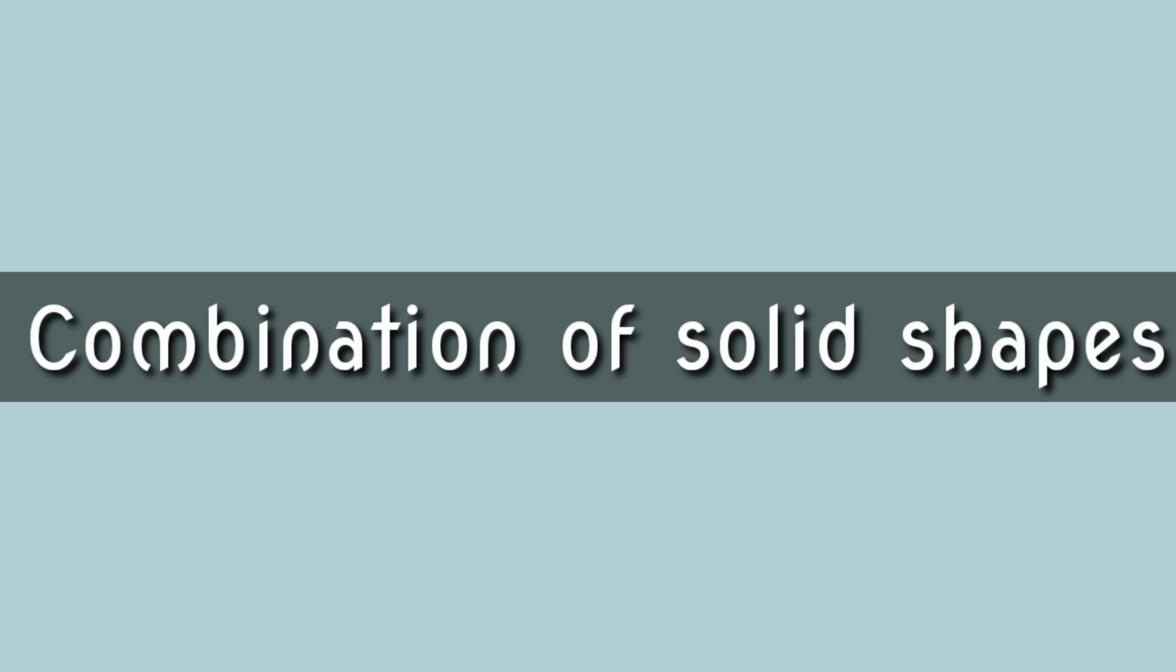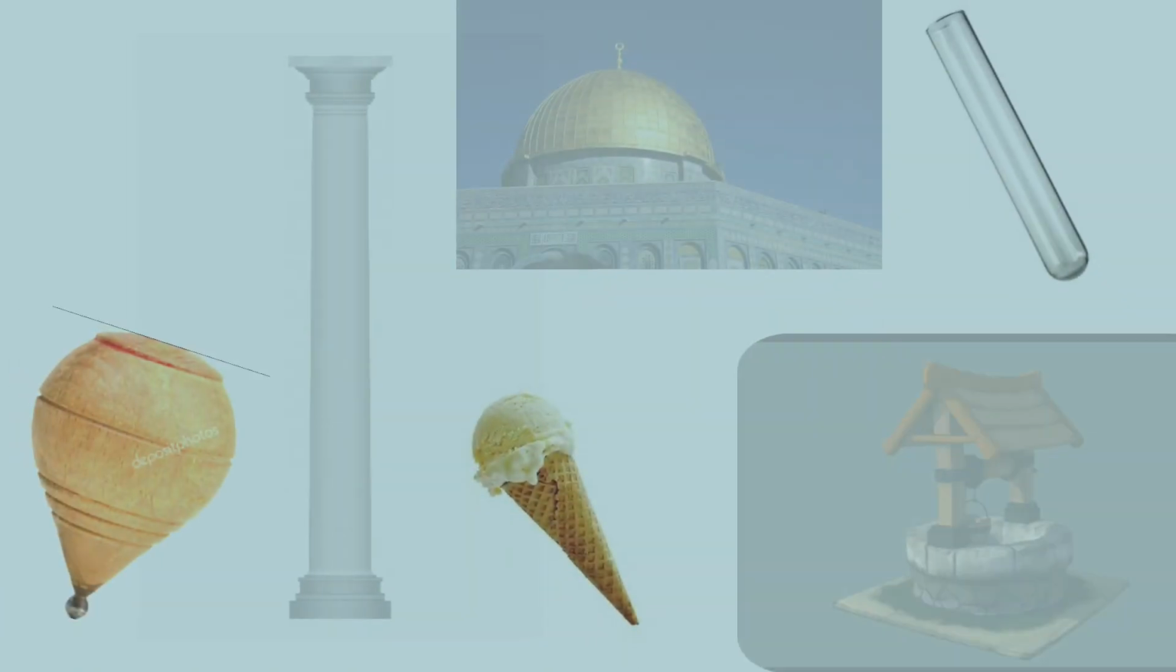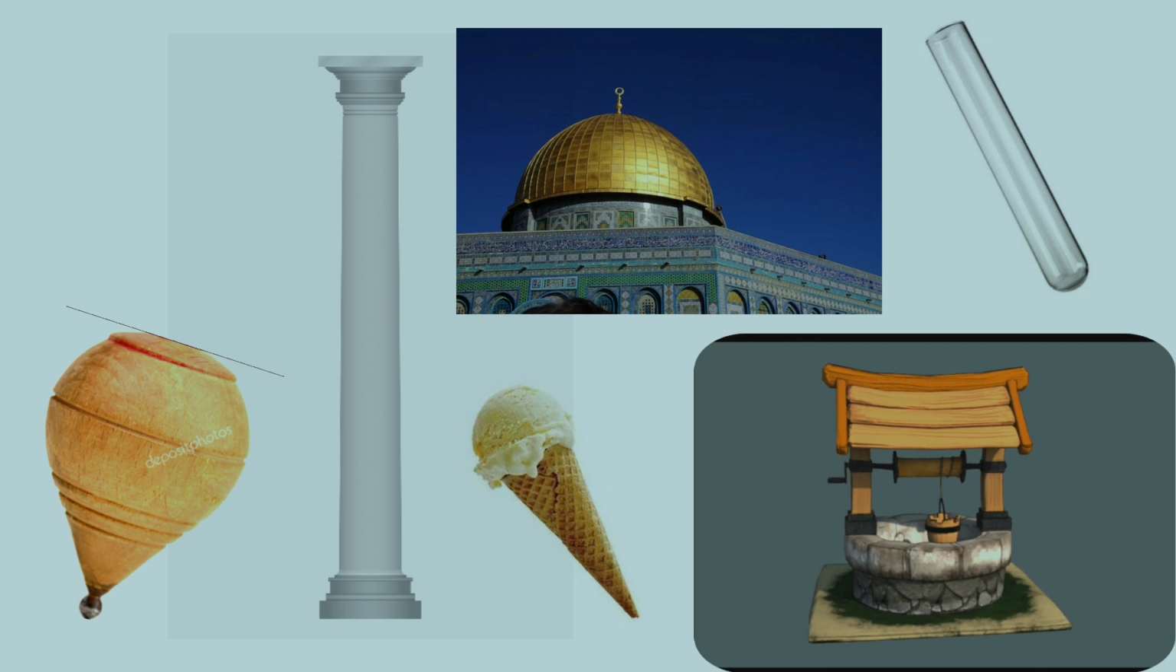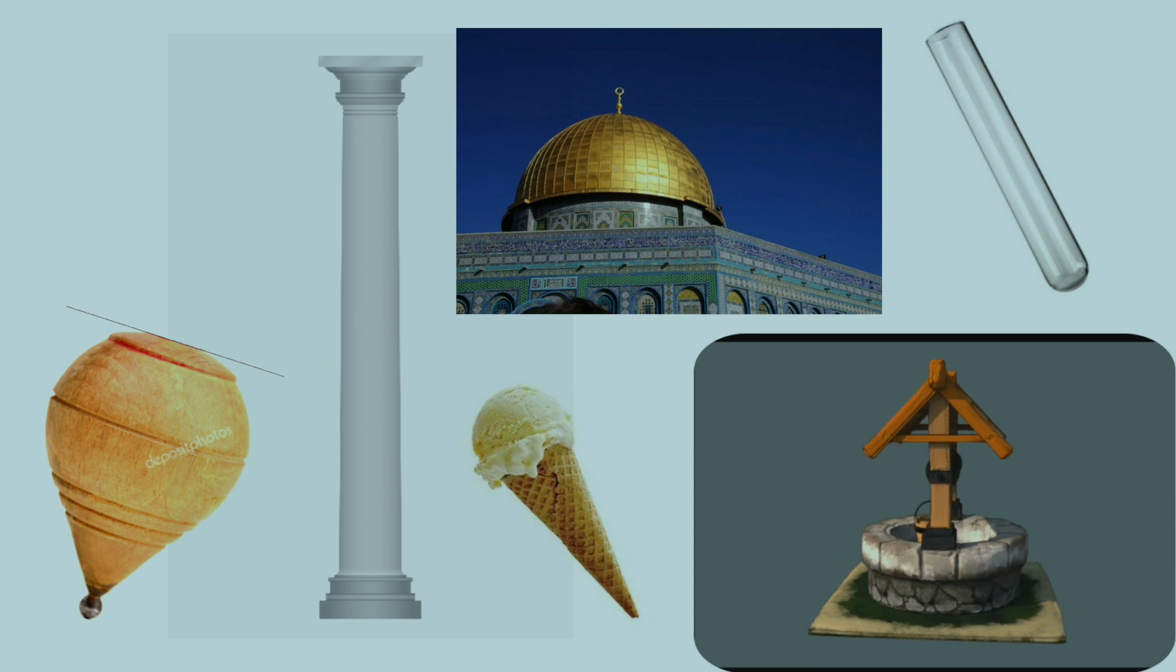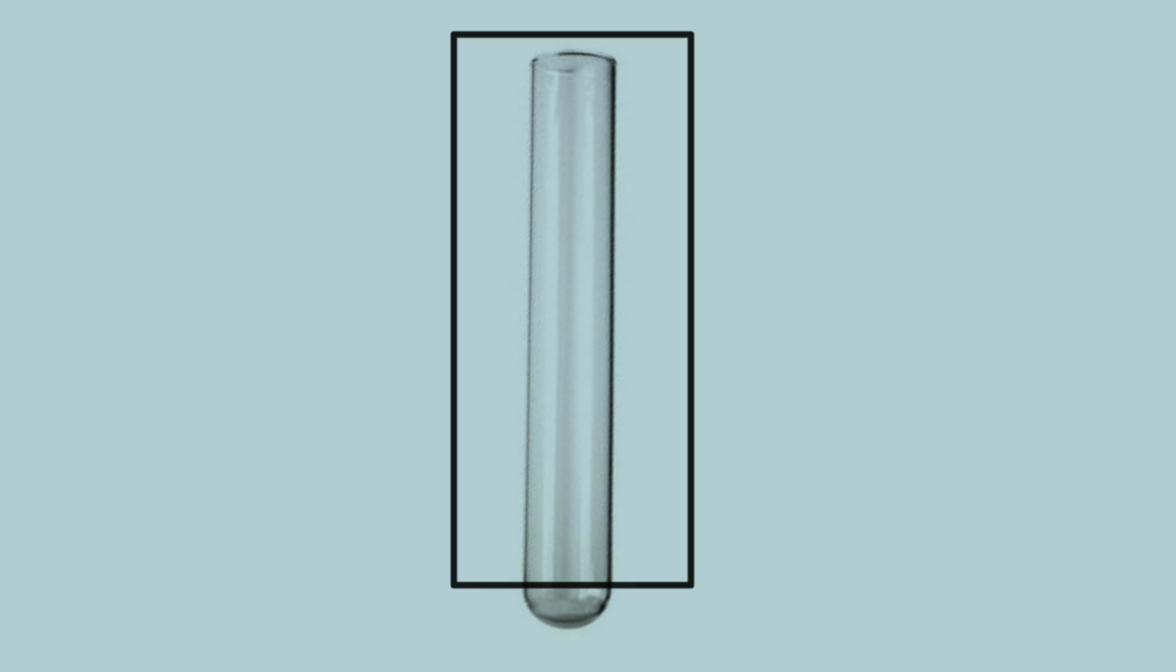Children, in our day-to-day life, we come across a number of solid shapes made up of combinations of two or more basic shapes like cube, cuboid, cylinder, etc. For example, you have seen a test tube in your science lab. It is a combination of a cylinder and a hemisphere. Did you notice that? From now onwards, whenever you see an object, you should identify the different solid shapes in it.